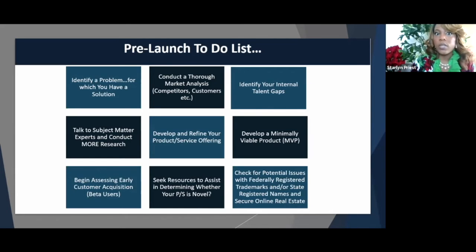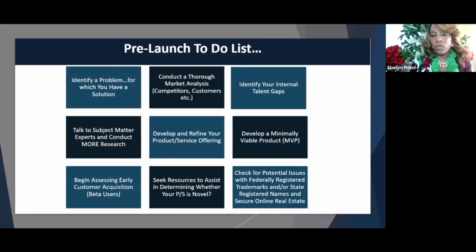So having conversations with industry subject matter experts, if you can, and really using that information to then, for the next item, develop and refine your product service offerings. So one of the things that's incredibly important is to really understand, what are you offering? What is different? What is unique? Is it a process? Is it a new way of doing something? Is it a product? You really want to understand the details enough to be able to have a conversation about what your company is doing.